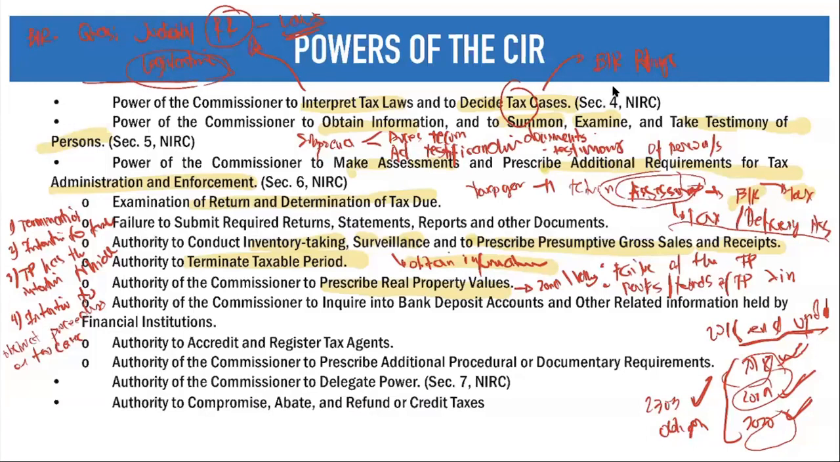Another, the CIR has the authority to inquire into bank deposit accounts and other related information held by financial institutions. This happens, guys, if in case the CIR needs to determine the gross estate of the decedent. As you all know, the CIR must first determine the gross estate of the decedent, especially the cash in bank, as to your estate tax. And another, if ever you are compromising under financial incapacity.